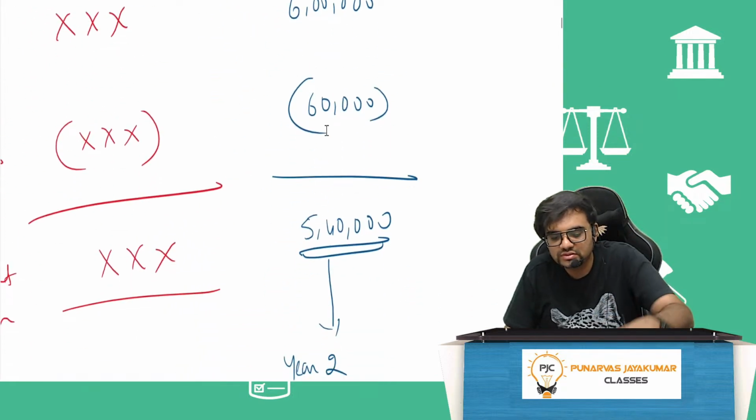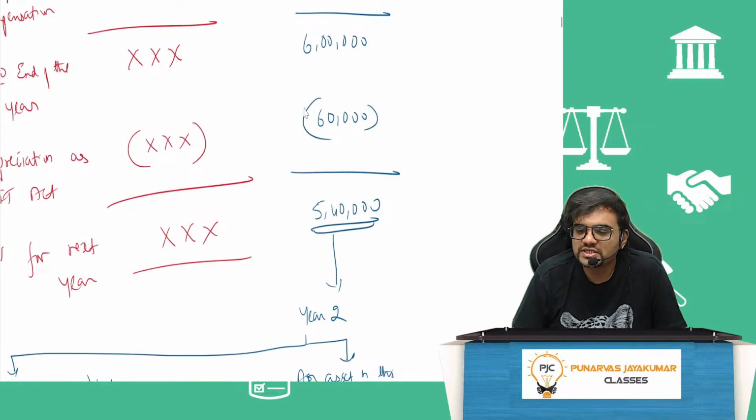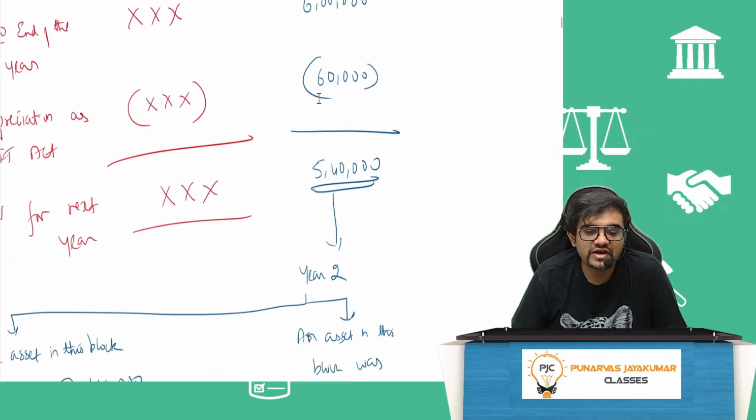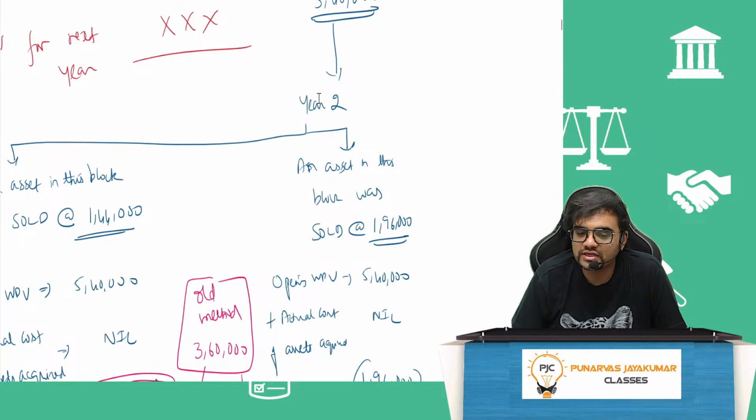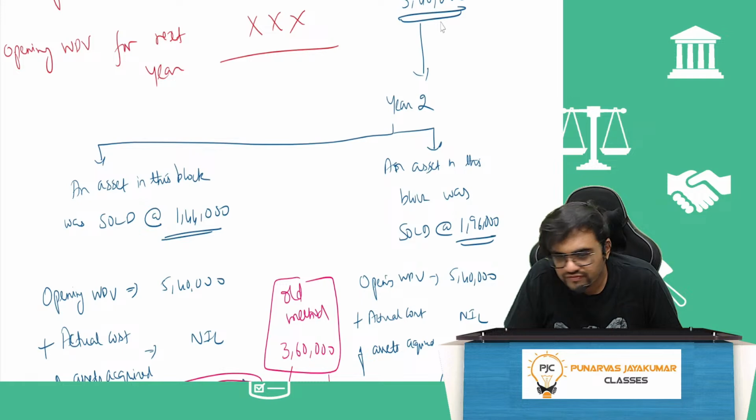So overall I have what? Overall I have 6 lakh rupees. Depreciation is at the rate of 10% for buildings. So 6 lakh minus 60,000 is 5 lakh 40,000. This is if I had a block. Now the same example, I will take that there is a block of 5 lakh 40,000.